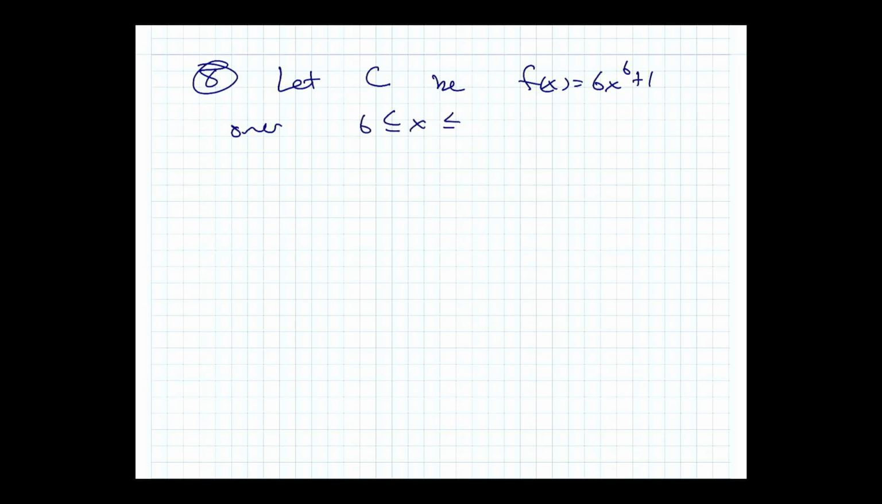So yeah, let's look at this. What number are we on? 8. I'm just going to say we're on 8. So let C, for curve, be f of x equals 6x to the 6 plus 1 over the interval 6 less than x less than 8. Set up the integral for the length of the curve.